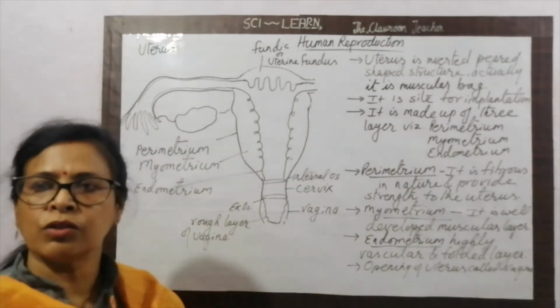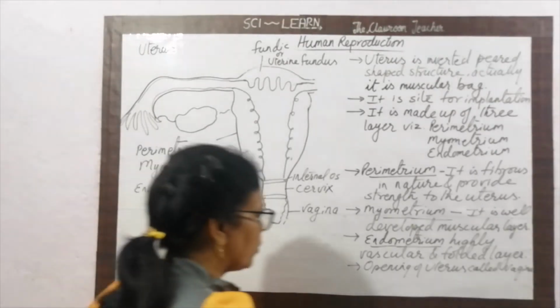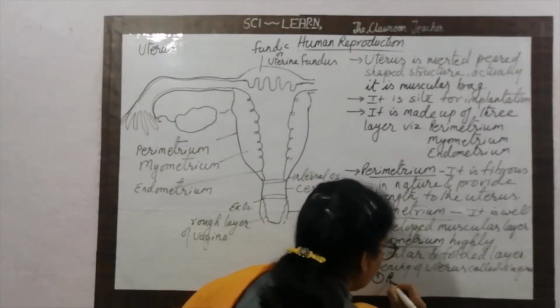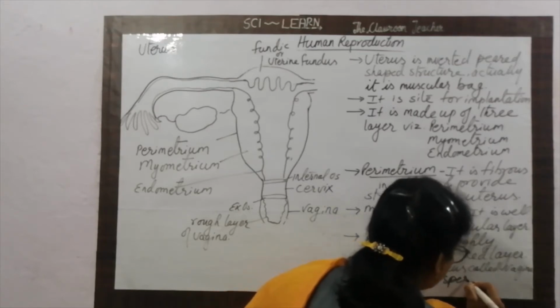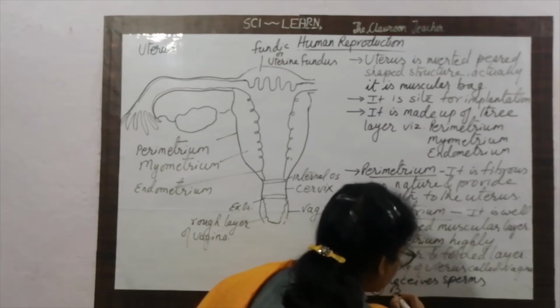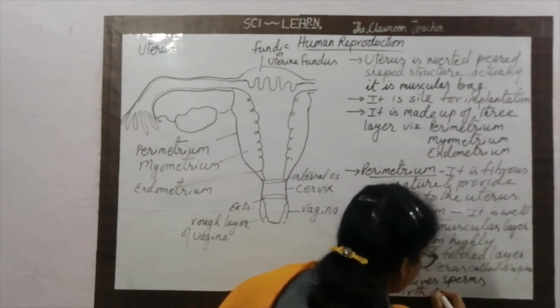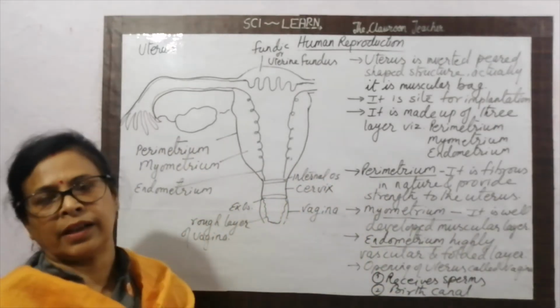What is the importance of the vagina? The vagina actually receives sperms. What is the function of the vagina? It receives sperms, that is the first function, and second, it also acts as a birth canal.